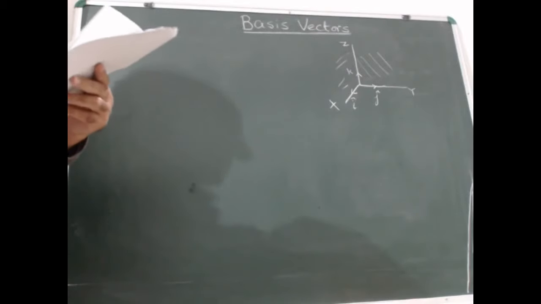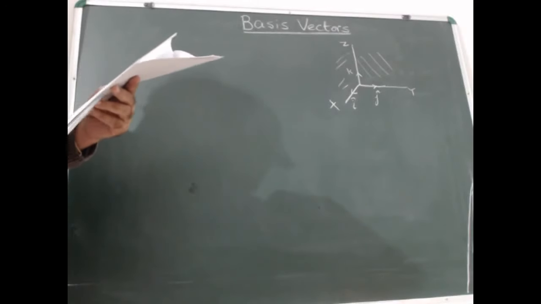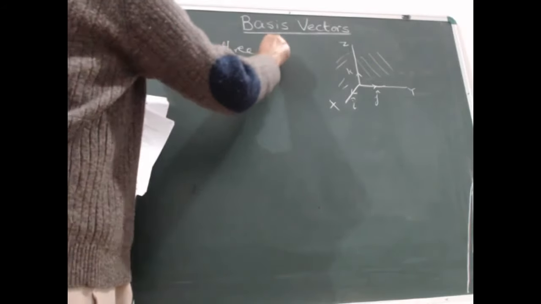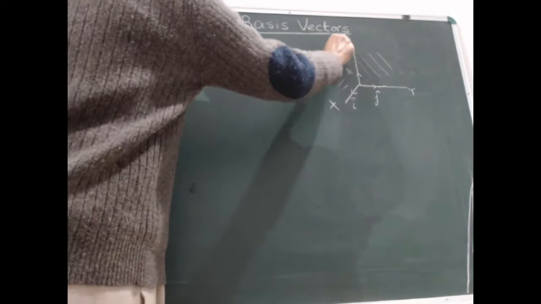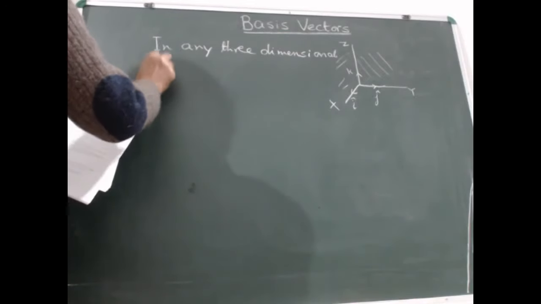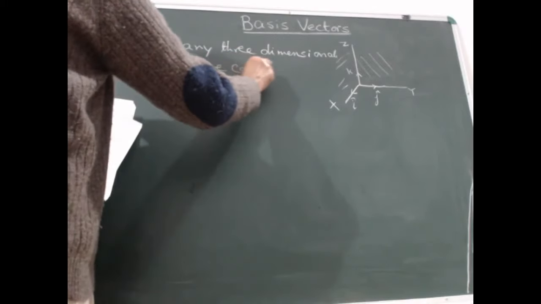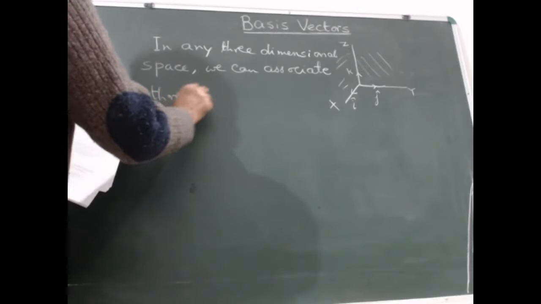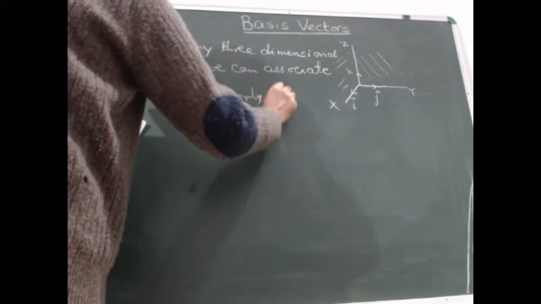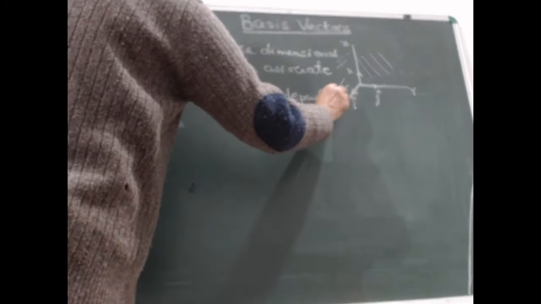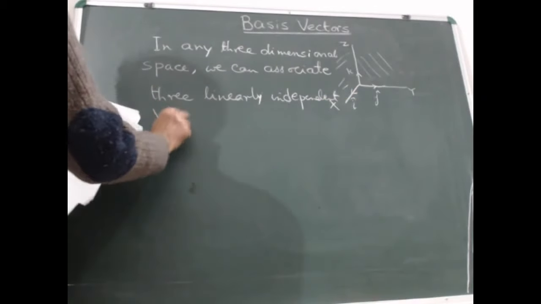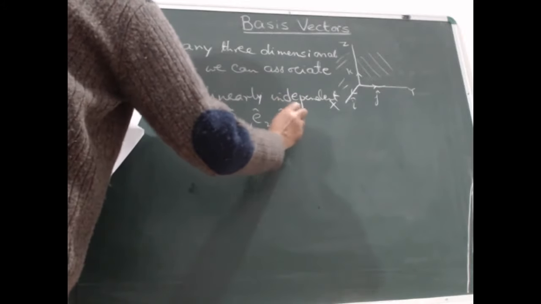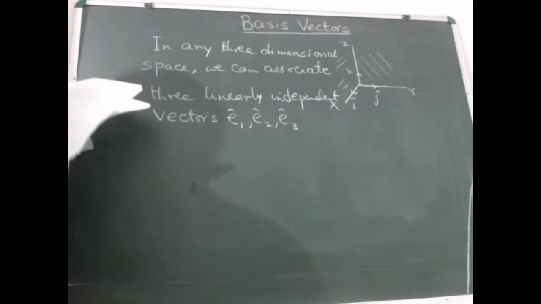In three-dimensional space, we can associate three linearly independent vectors, E1, E2, E3, called the base vectors or basis vectors.